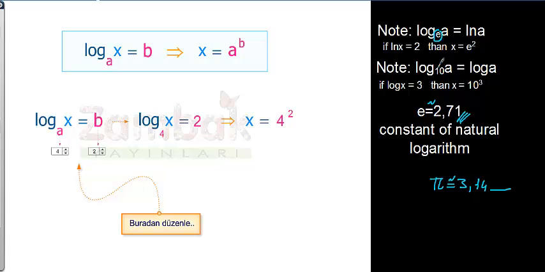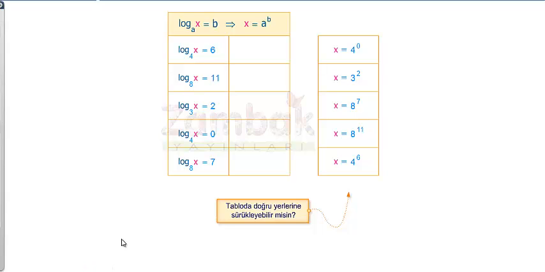Second part, base 10. When the base is 10, the base is not written, or when the base is e, the base is not written, instead of base e it is ln. So when you see ln x is equal to 2, you're going to understand that logarithm base e of x is equal to 2. Or when the base is 10 here, it is not written. That's why when you find the logarithmic expression, 10 to the power of 3, you're going to say. Here with the next example, we'll understand better.